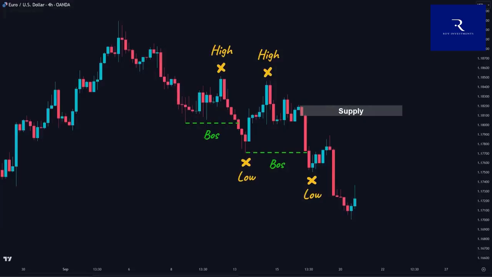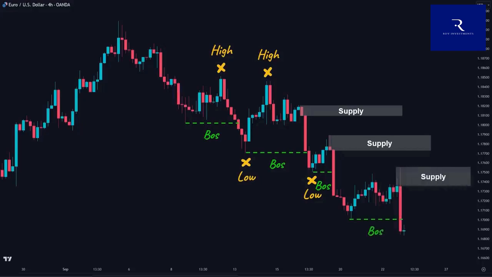As you can see, price has created another inefficient movement to the downside and broke structure. This means that we have a new supply area up here. Once more, we have a new inefficient movement with a break of structure. So we mark our supply zone.